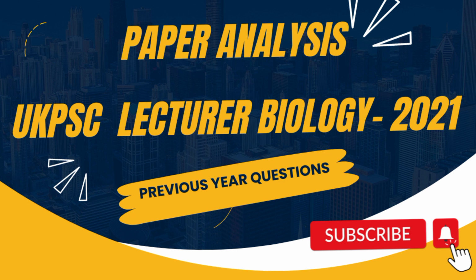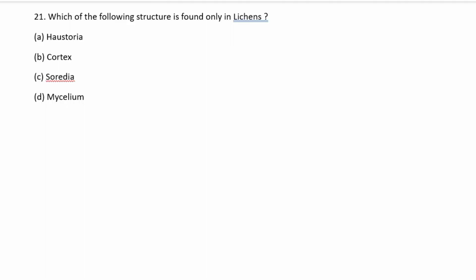Today in this video, we will be discussing questions which were asked in UKPSC Lecturer 2021 for the subject biology. We have already discussed questions till question number 20 in previous videos, and now let's start with question number 21. Question number 21 says, which of the following structure is found only in lichens? So for question number 21, C is the right answer. Soridia. And Soridia is a bud-like outgrowth which develops on the surface of thallus in lichens. Moving on to the next question.